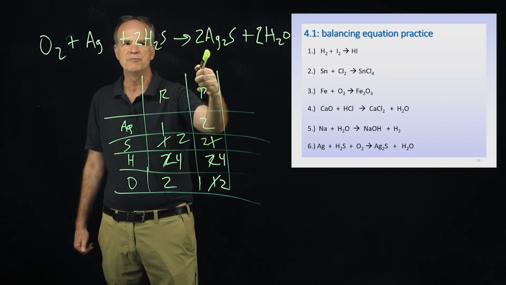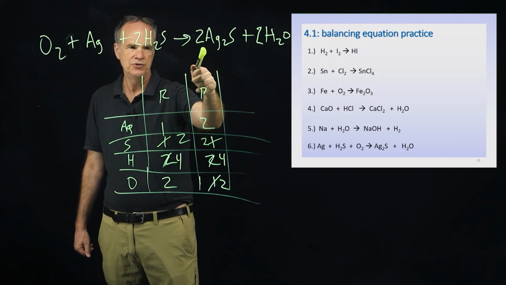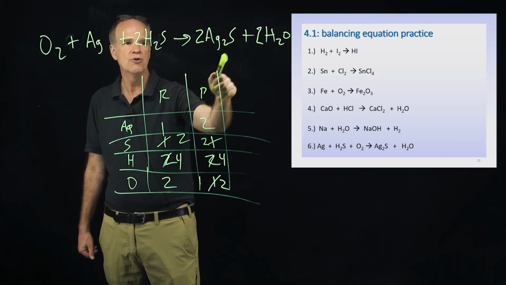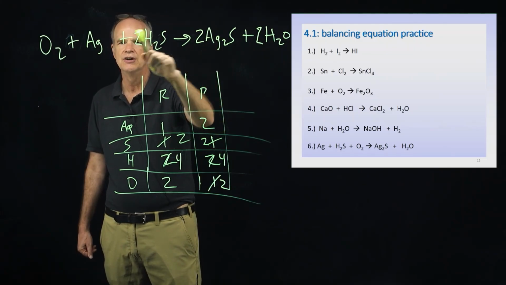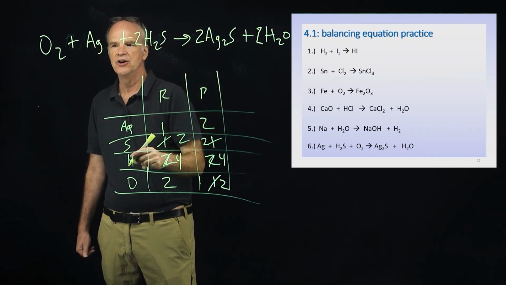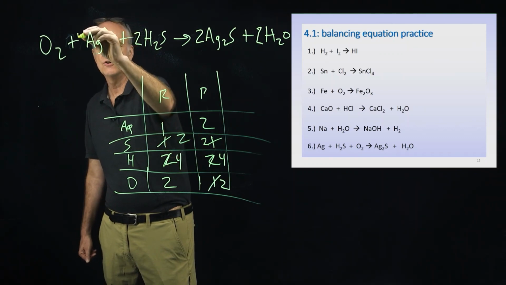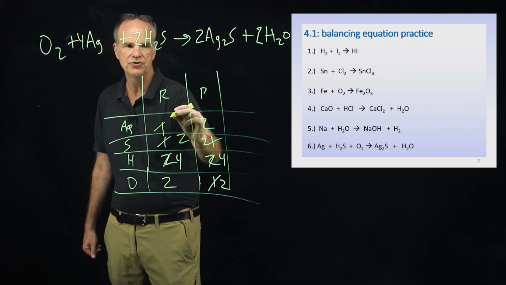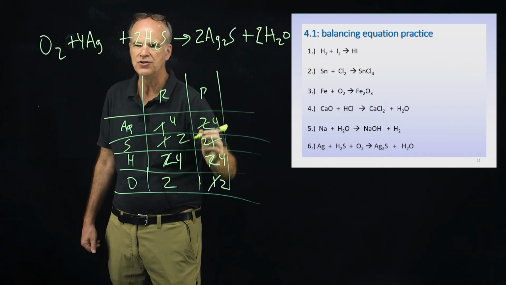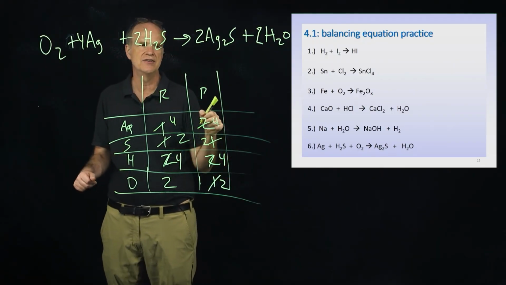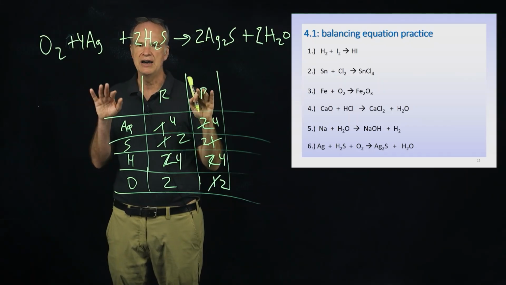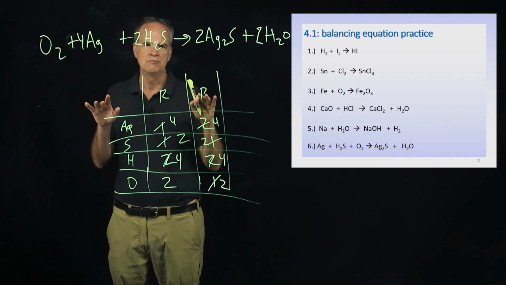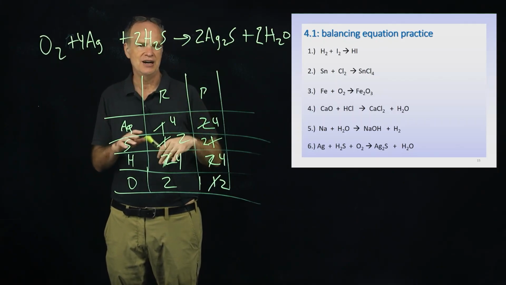Now, are the silvers balanced? We have 2 silvers here, or excuse me, 4 silvers here. We have Ag2 times 2, 4 silvers here, 1 silver here, and so it looks like we're going to need 4 here. So we're going to change this to 4, and change this to 4. Let me just take a quick look to make sure that this is correctly balanced. Oxygens are balanced, hydrogens are balanced, sulfurs are balanced, and silvers are balanced. All right, looks like we got it.